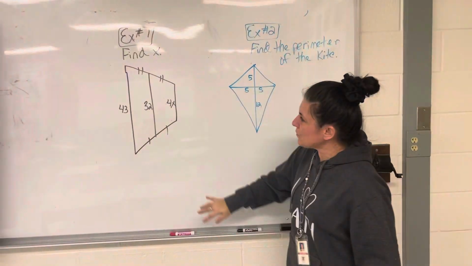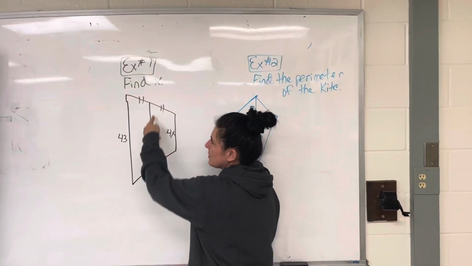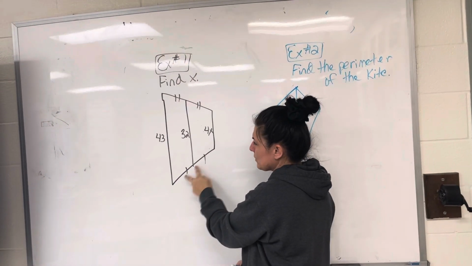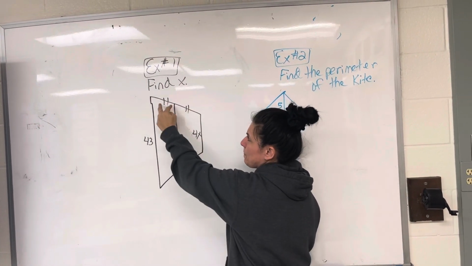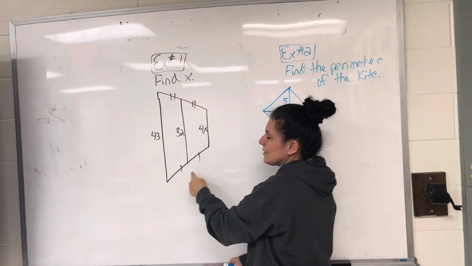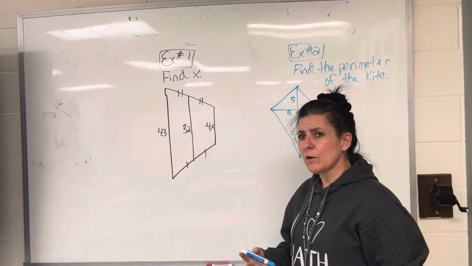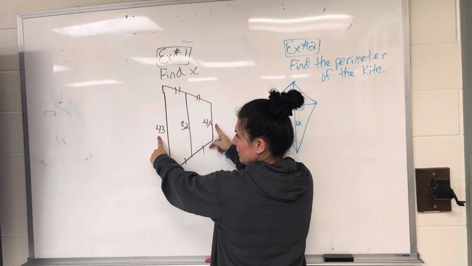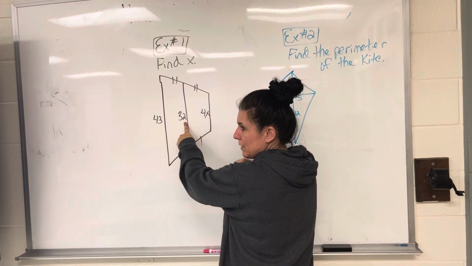So the first one, it says find x. You can see that this is a mid-segment up the middle because of the markings. This is clearly a midpoint because we have congruent segments. Congruent segments, that means that this is a mid-segment. So we can use that formula that I told you a few minutes ago. You average these two bases, and that will give you the length of the mid-segment.